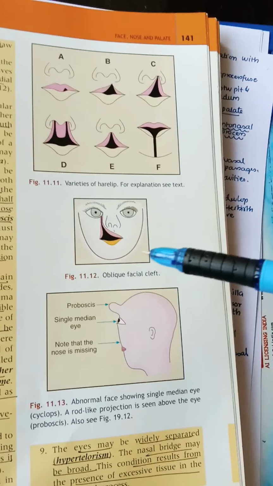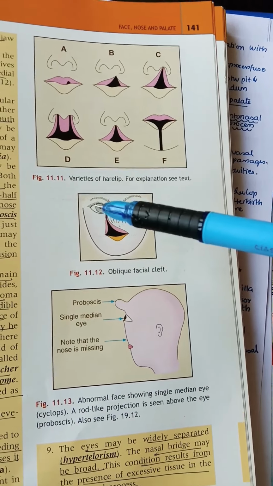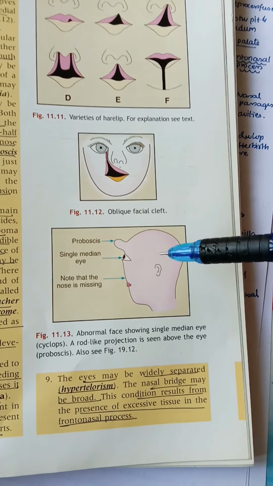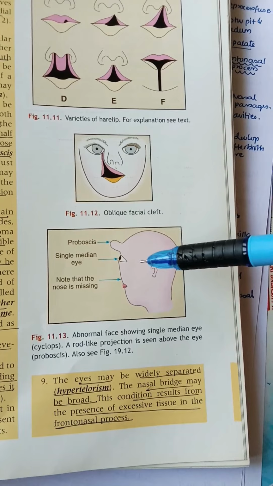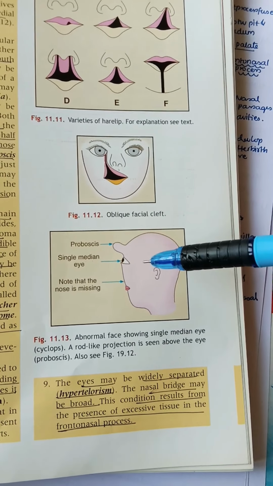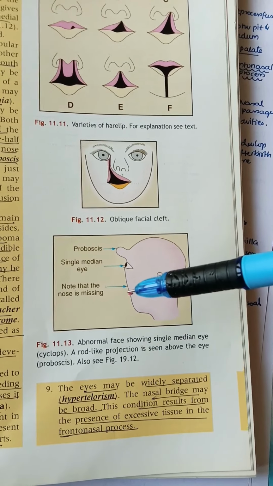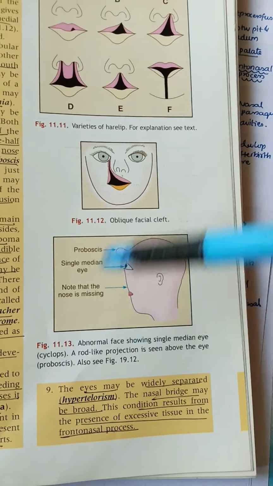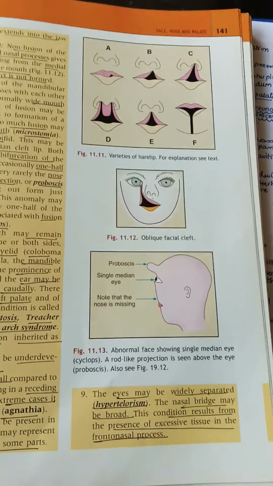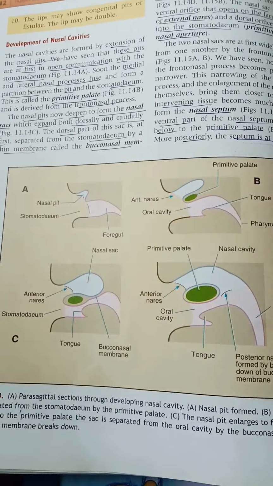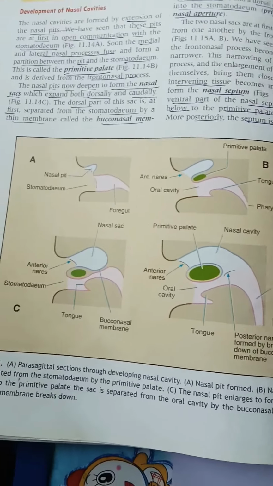All these defects you can see here, and you can see the oblique facial cleft from the eye up to here, and you can see an abnormal face showing a single median eye, cyclops, and a rod-like projection seen above the eye, that is the proboscis. Note that the nose is missing, and he's looking somewhat like a devil, right? Now we'll move on to development of our nose, where we have nasal cavities and paranasal sinuses.